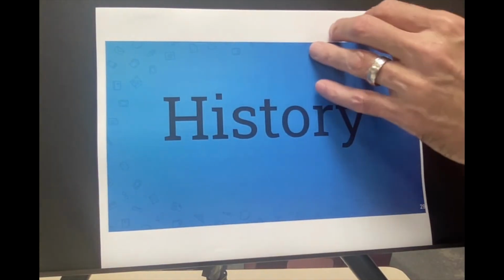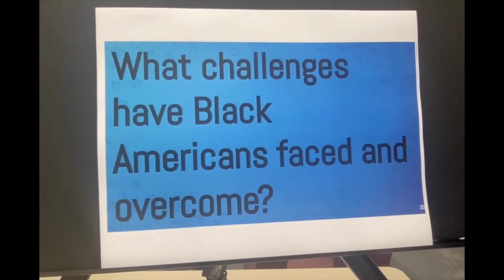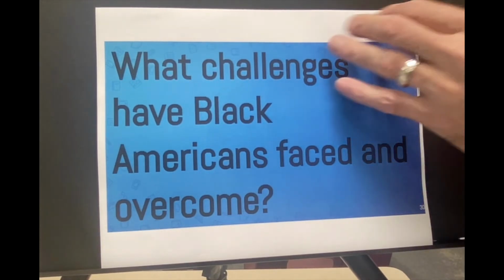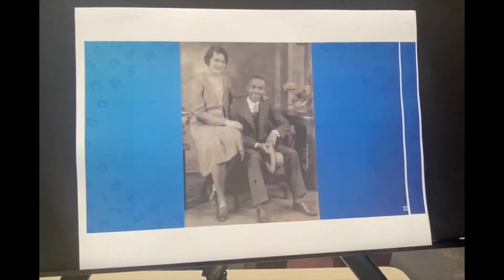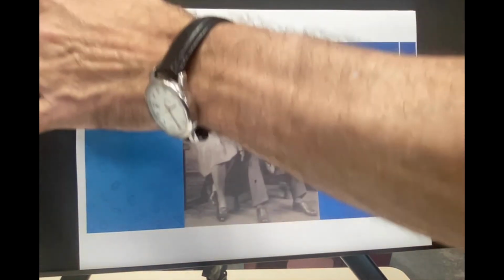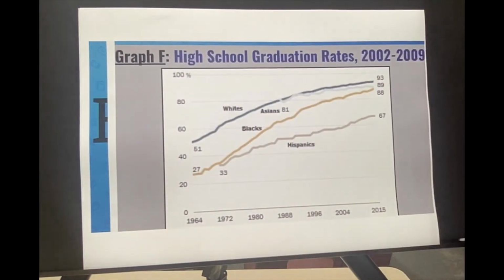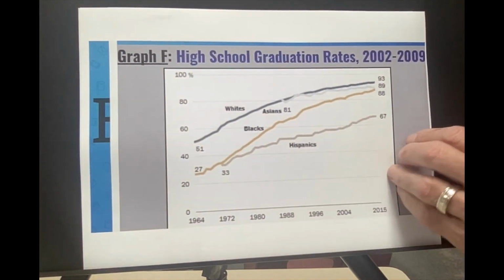We then move to a little bit of history because it will be February. So a little Black history. What challenges have Black Americans faced and overcome? We start out with a little quick look at slavery, go all the way up to the Great Migration, and then analyze some data to draw some conclusions.